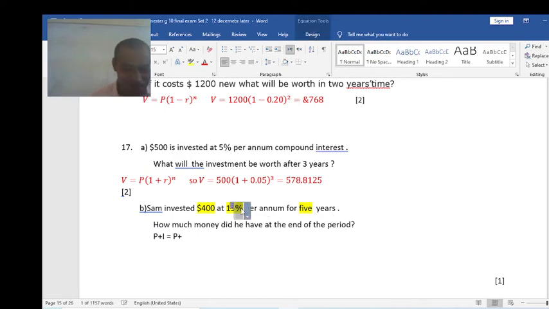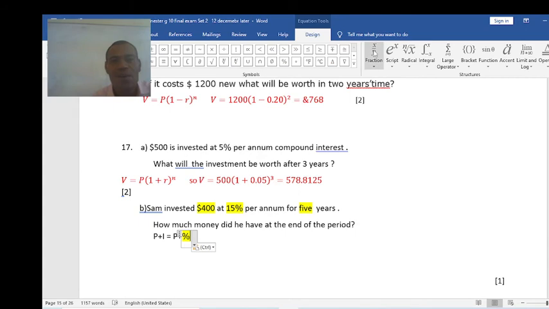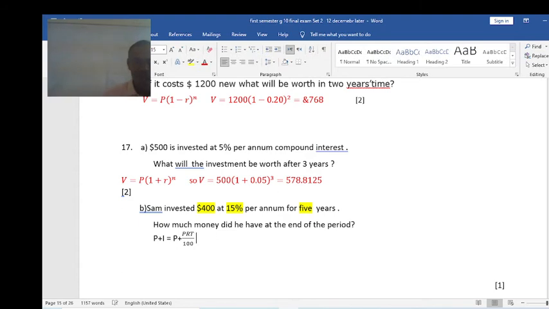Okay, I will use this one because I want to insert the symbol of fraction. Okay, I will go to fraction equation tools. Okay, I found this one. Then I will erase what I did first. So P plus I is what, my learners, is PRT divided by 100. Now just substitution. I will make P is $400 plus this one. I will use it again.